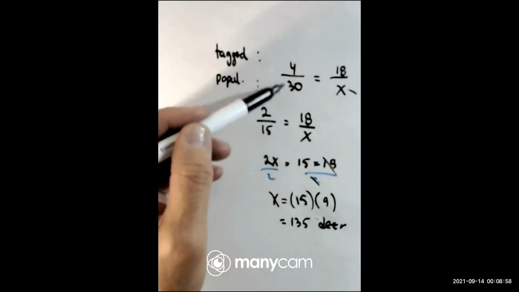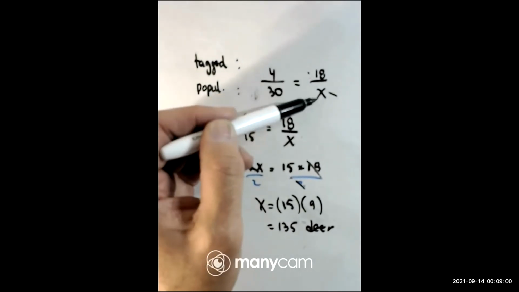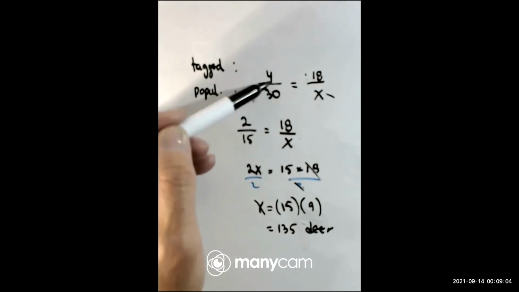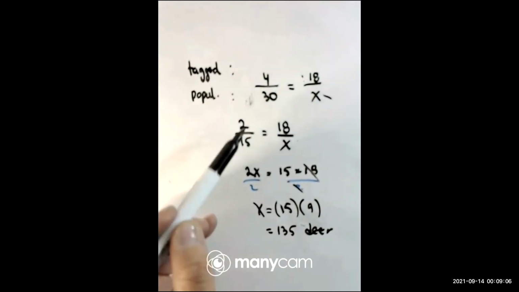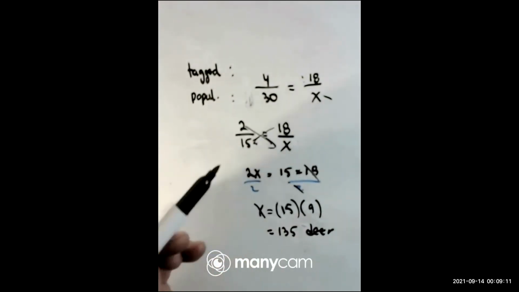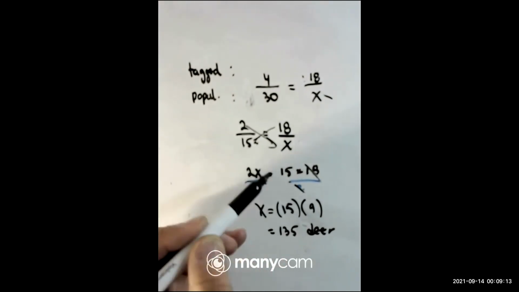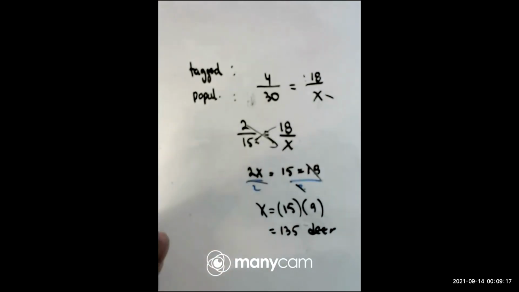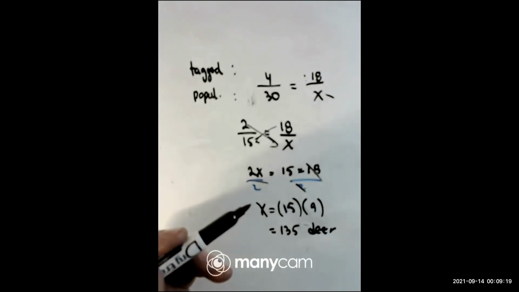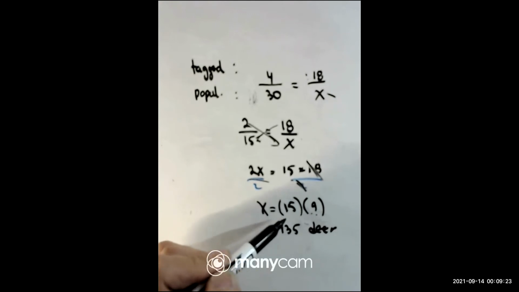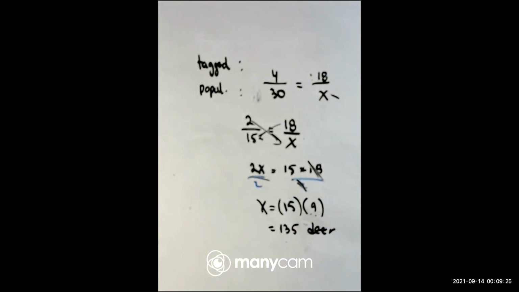So to repeat, we set up the proportion 4/30 equals 18 over the unknown. Just to keep it simple, 4/30 can be simplified to 2/15. Cross multiply: 2 times x equals 15 times 18. Now we divide by 2, so we multiply 15 times 18 divided by 2, which is 135. If we want to work a little smarter, we can simplify 18 divided by 2, which is 9. 9 times 15 is 135, and we will be done.